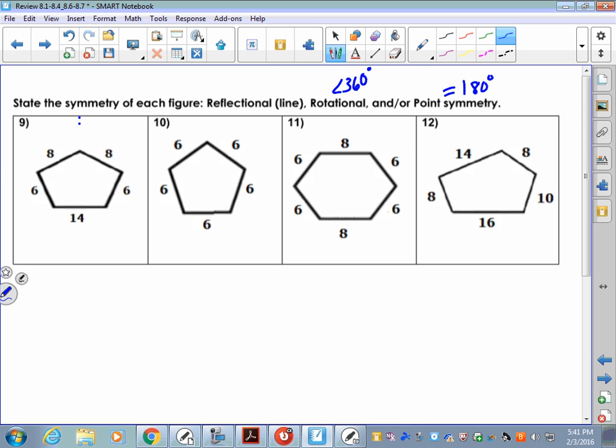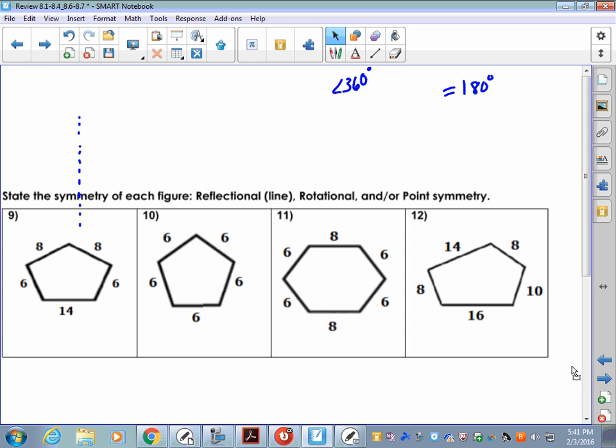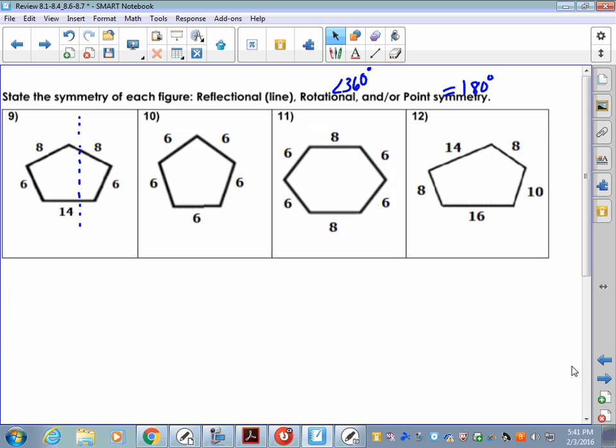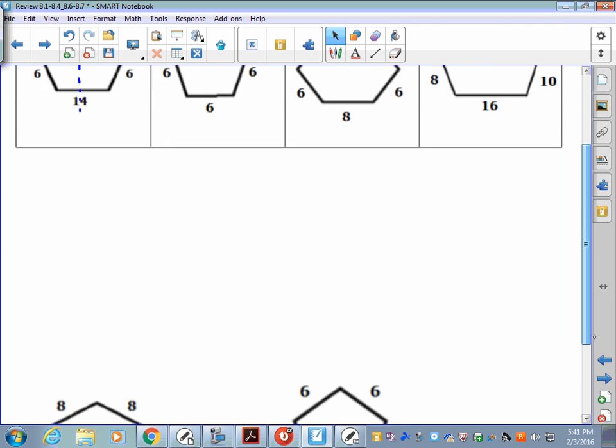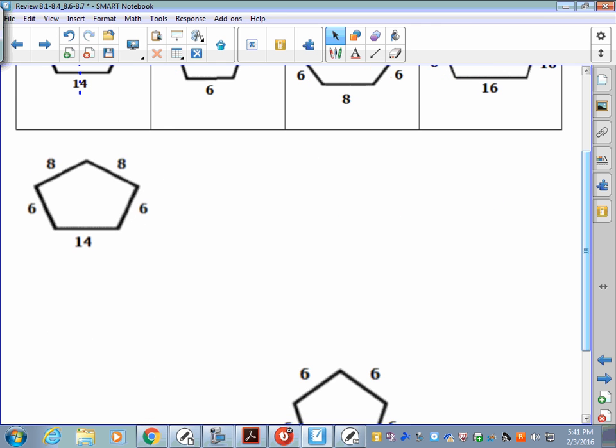So this one, I think most of y'all saw that had line symmetry, just one line of symmetry. And if I kind of just show, let me see, I know it's up here. Oops. If I show, there it is. We'll bring these up.